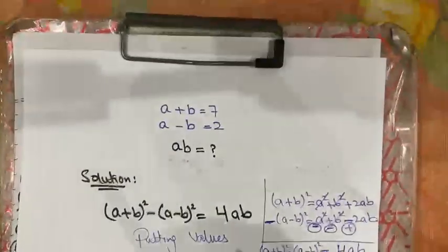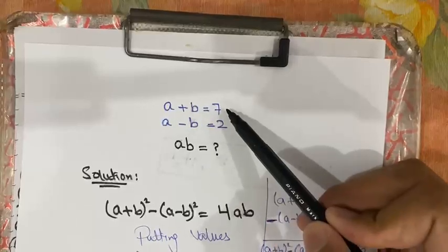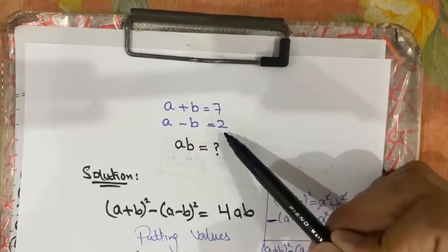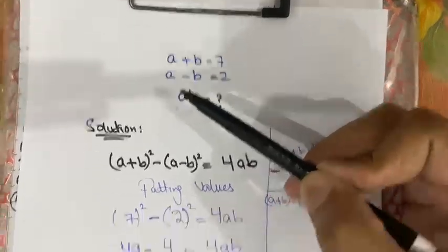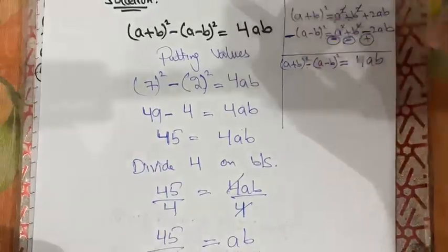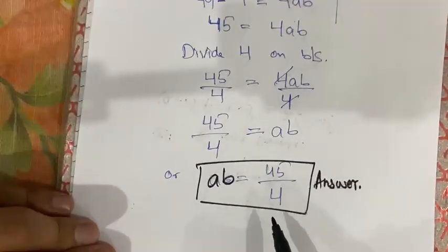So now we are given that a plus b is 7, and a minus b is 2, and we have found that ab is 45 divided by 4.